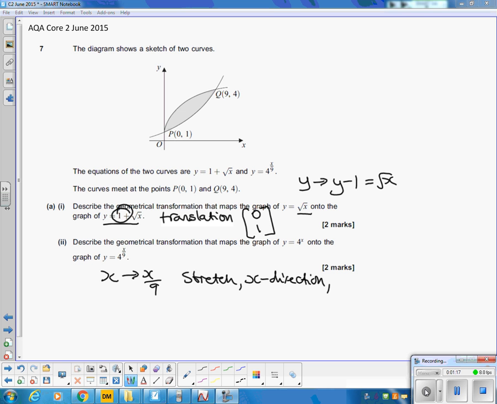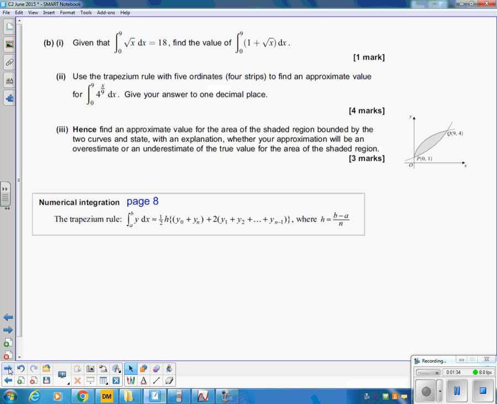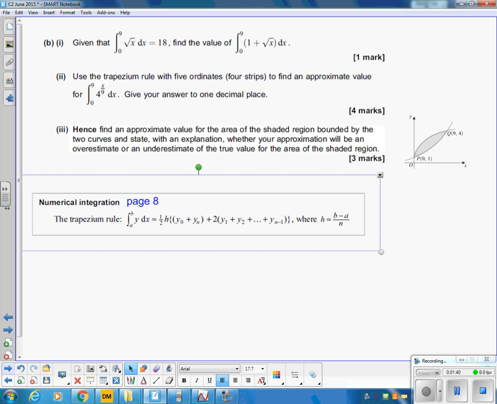Okay. Now x has been divided by 9, which is the same as multiplying by a ninth. That means the scale factor is the reciprocal of a ninth, which is 9. That's just straightforward knowledge. You need to learn your transformations. Right, then we go on to the second bit. So part B, let's do that in a moment.